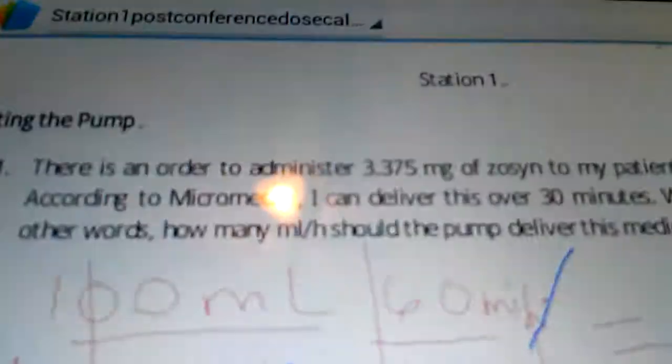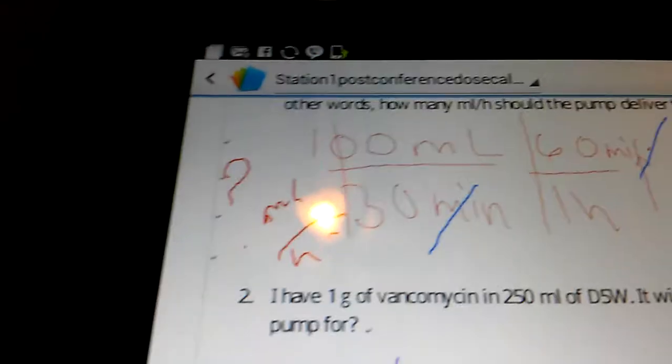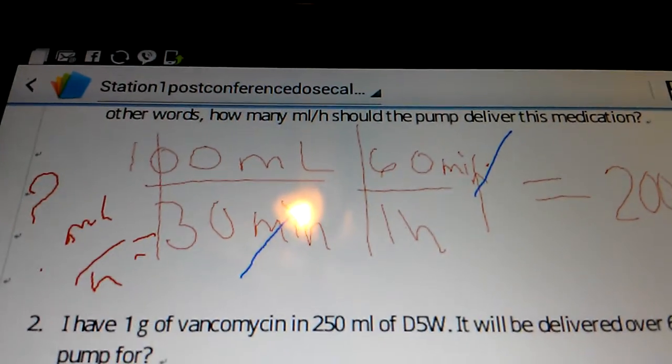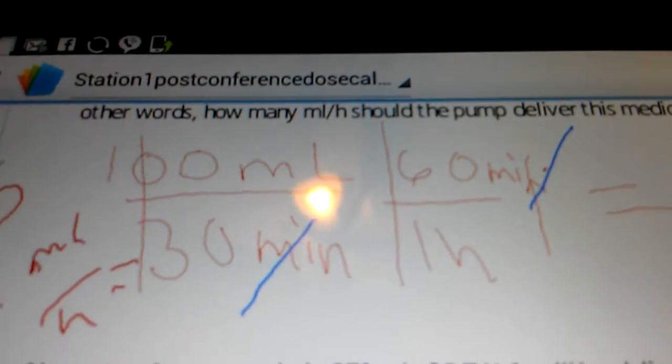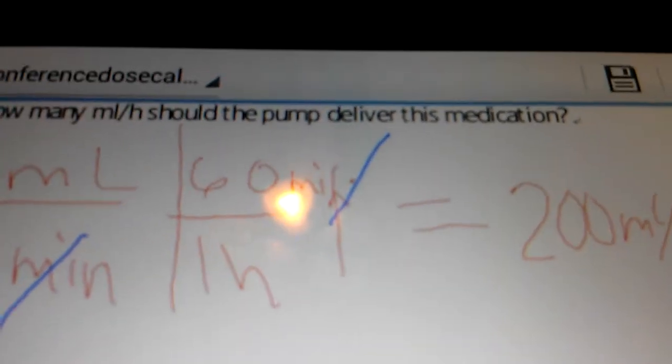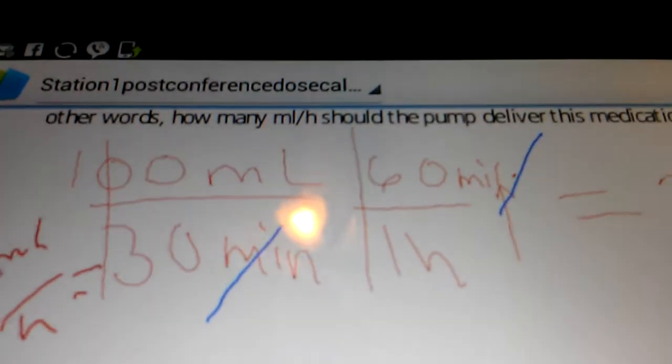Now, when I set a pump, it's always in mils per hour, right? So I provide this up in the front. I put a question mark and I say how many mils per hour equals. And then I look at it and I say, well, the information I've got says I've got 100 mils going over 30 minutes. Oh, I just need to switch it over to per hour. So I need to convert this.